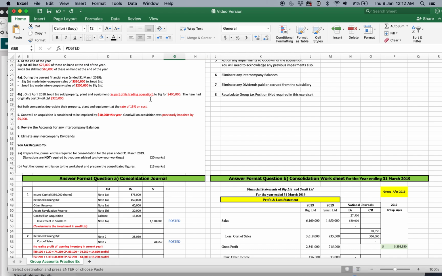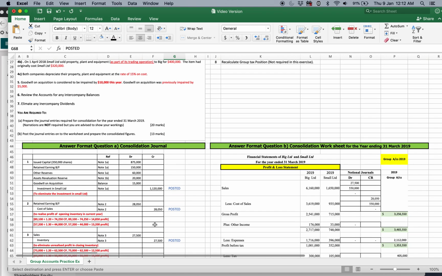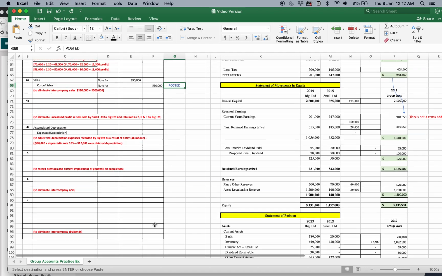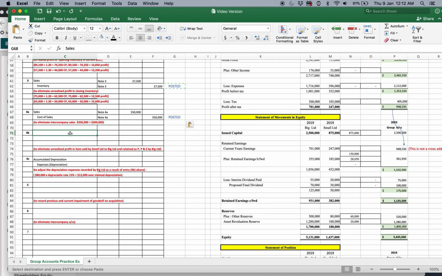So he bought the machine for 320, planning to sell it, and he sold it now at market rate of 400, but it's to its parent company, and it's made an $80,000 margin on it. So we don't want to count that profit because it's an intercompany thing. So how do we do that?